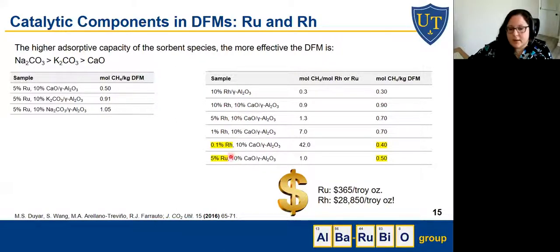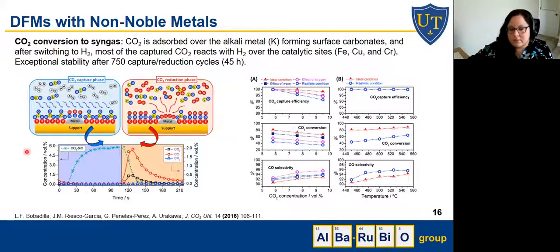In this study, rhodium was compared with ruthenium. As we can see here, with 5% of ruthenium and only 0.1% of rhodium, the production of methane with these dual function materials is very similar. However, we need to take into account that the current price of rhodium is much, much higher than ruthenium. So it seems like these rhodium materials, even when able to produce methane from CO2, are not the most convenient one. And in the literature, there have also been some examples of non-noble metals.